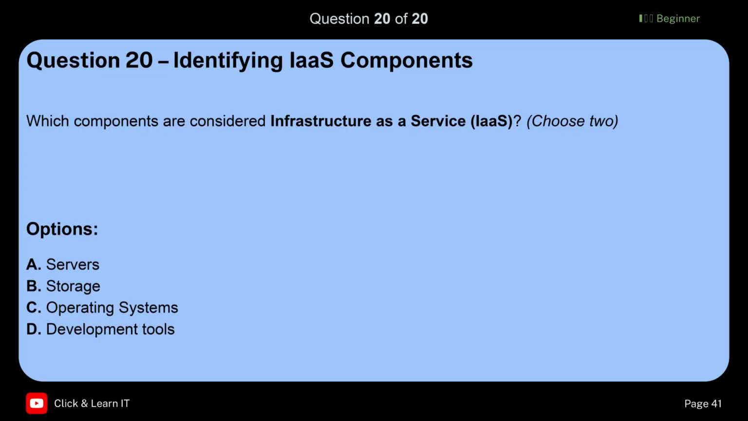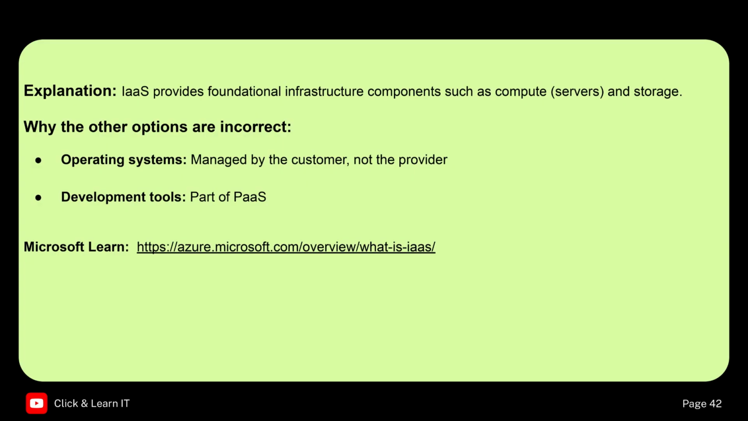Question 20. Which components are considered infrastructure as a service or IaaS? Choose two options from servers, storage, operating systems, and development tools. The correct answers are A, servers, and B, storage. IaaS provides foundational infrastructure components like compute or servers and storage. Operating systems are customer managed, and development tools are part of PaaS.